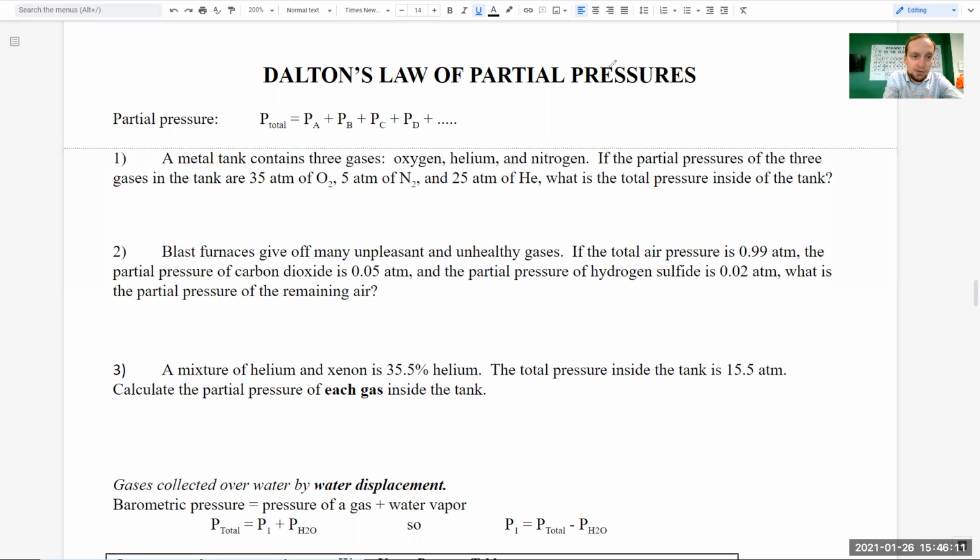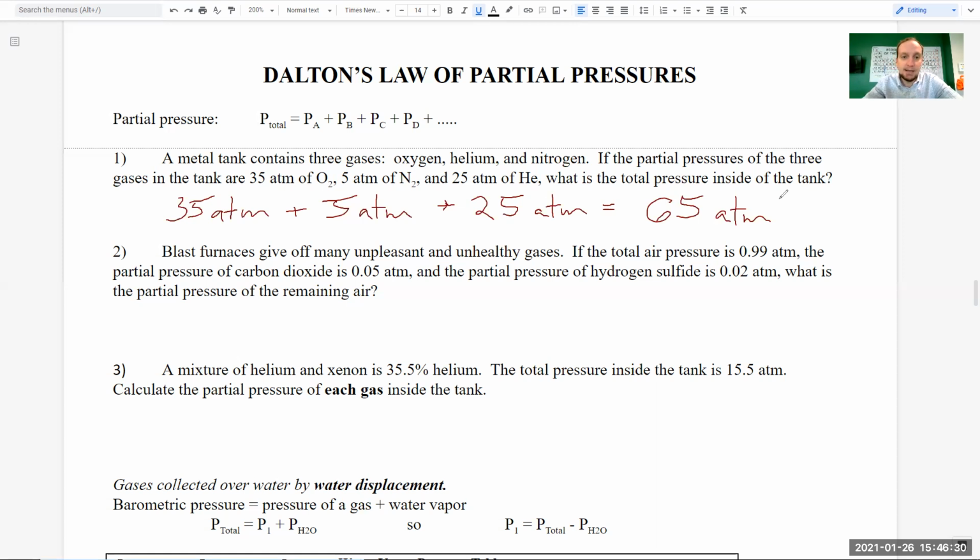So, can we do this? Let's see. We have 35 atmospheres, 5 atmospheres, and 25 atmospheres. What could possibly be the answer? Let's see, 25 plus 5 is 30. That would be 65 atmospheres of gas inside the tank. Yes, that was a real problem in chemistry.